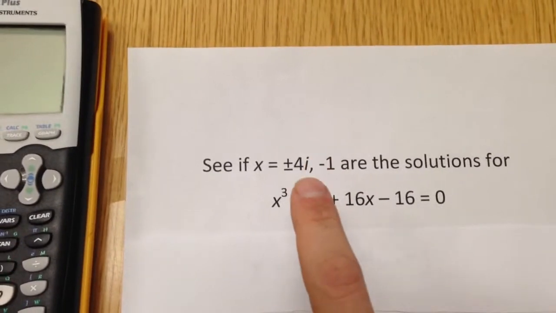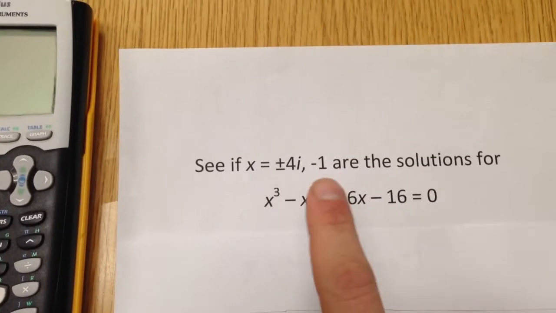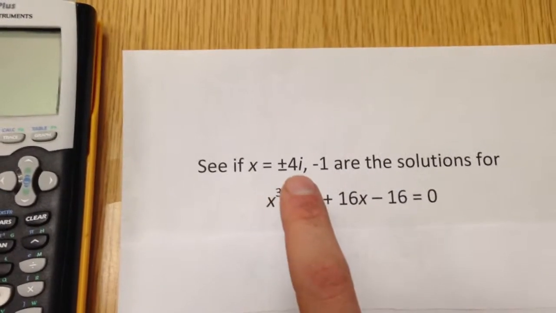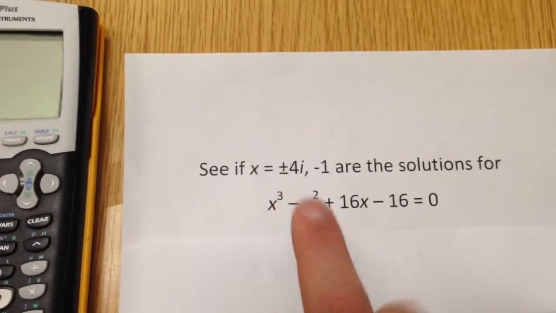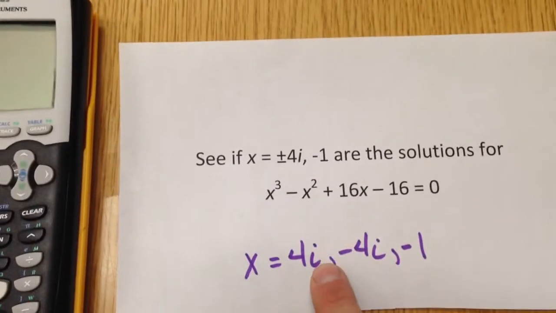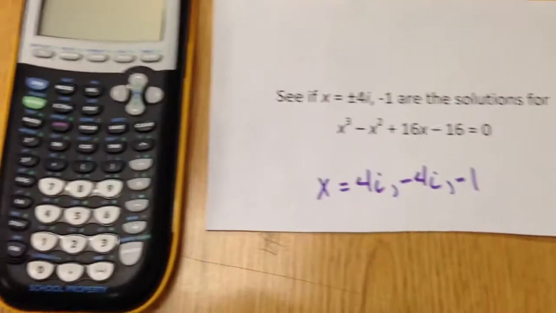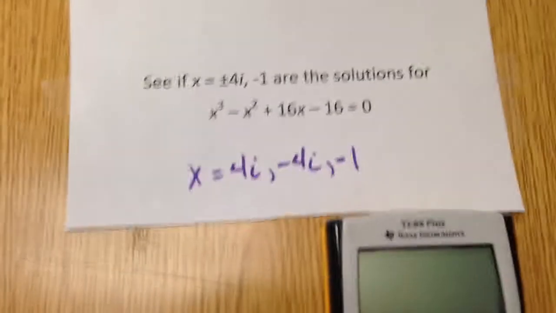Now, what we have to be careful of is we do not have 2 solutions here, y'all. We have 3. That's because instead of plus or minus 4i, we need to view it as positive 4i or negative 4i. So y'all, this is what we're going to do. Let's get our calculators out.